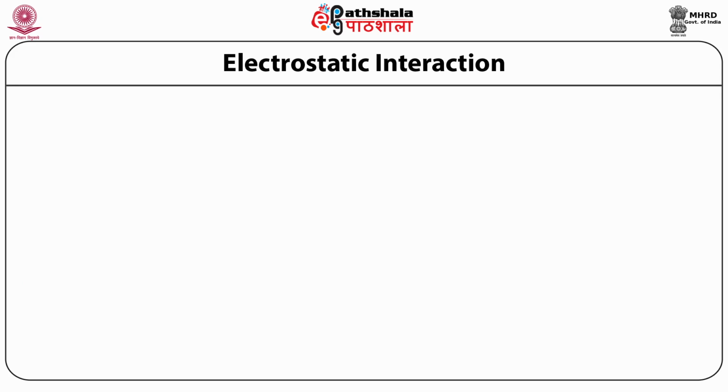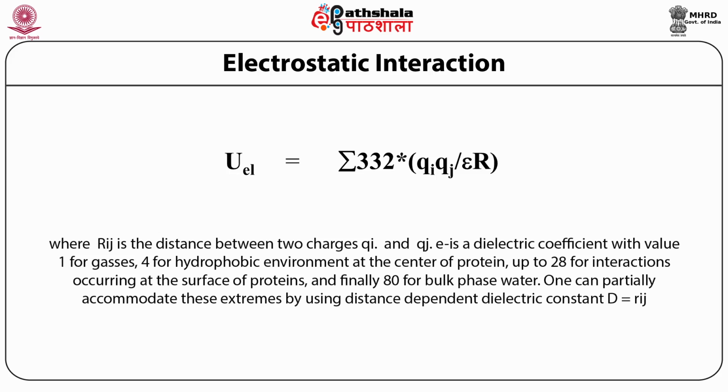Electrostatic interaction, U electrostatic, is given by 332 Qi Qj divided by epsilon r, where epsilon is the dielectric coefficient with the value 1 for gases, 4 for the hydrophobic environment at the center of a protein, up to 28 for interactions occurring at the surface of a protein, and finally 80 for bulk water. One can partially accommodate this extreme dielectric constant using a distance dependent dielectric constant equal to Rij, where Rij, or R abbreviated, is the distance between the two charges Qi and Qj.